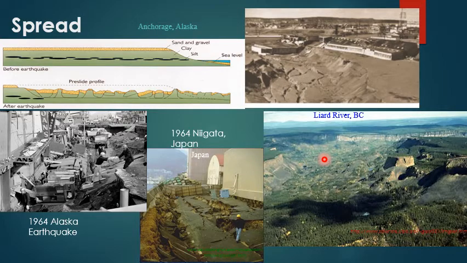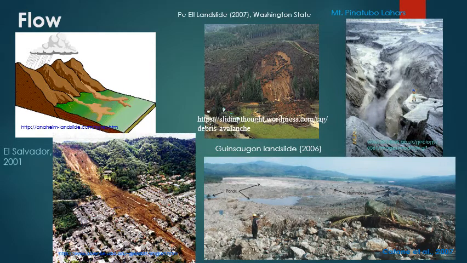On this side is an example of lateral spreads. Look at this block here detached from the side of the canyon. In the Liard River in British Columbia, lateral spreads are quite common. Flows can be wet or dry.